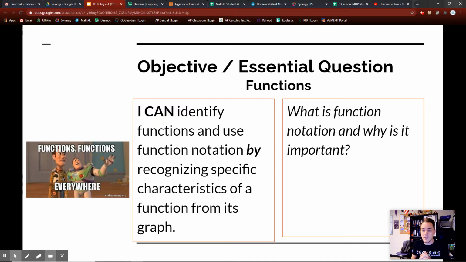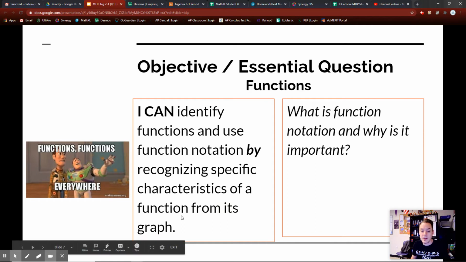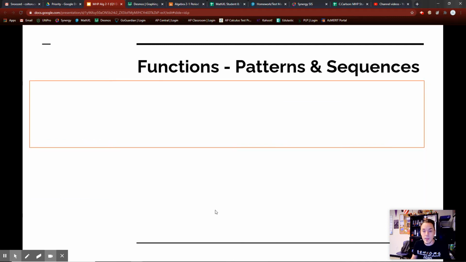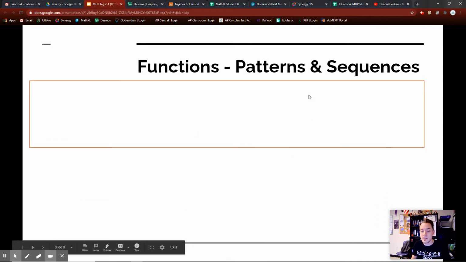What is function notation? Why is it important? We should know how to identify a function at the end of the lesson and use function notation by recognizing specific characteristics from functions and their graphs. All right, how do I use function notation? Let's get to the big boy Algebra 2 stuff. Boom, let's do it. Functions, patterns, and sequences.